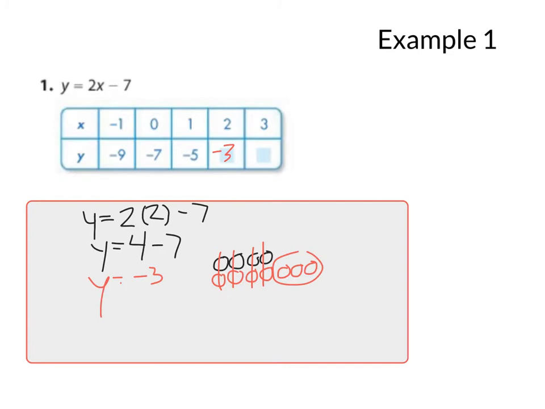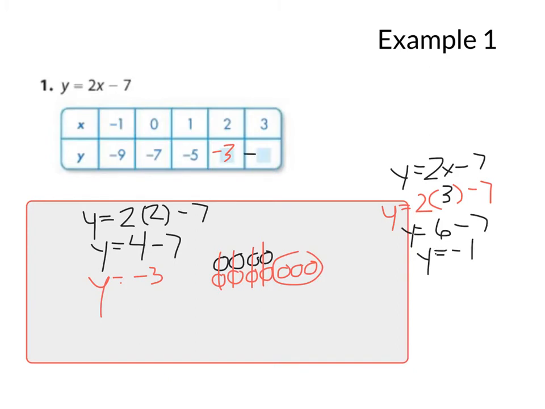Likewise, I'm going to do the same with the 3. Alright, again, we have the same equation, y equals 2x minus 7. But I'm pulling the 3 from the x row, and in for x, I'm putting the 3. So it's 2 times 3 minus 7. And what do I get for y when the x is 3? So I'd multiply first, and I'd carry down my subtraction. And then I have forward 6, but backwards 7. And that would end up being backwards 1. So I'm going to write backwards 1 right there.